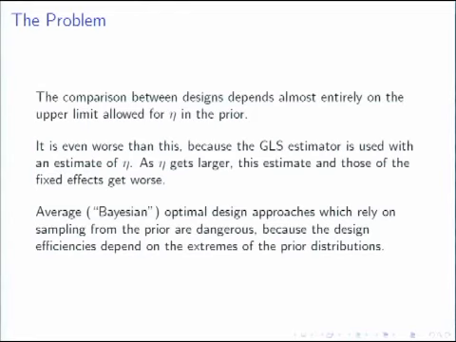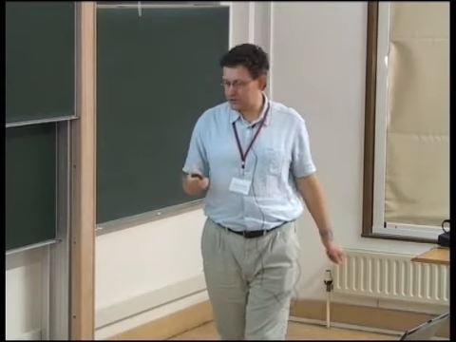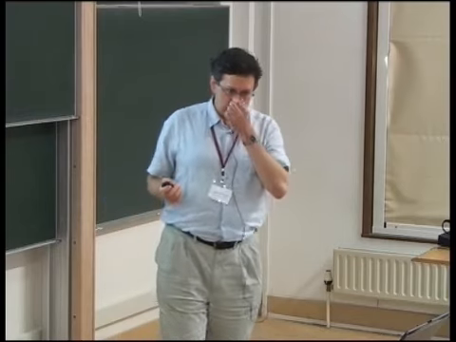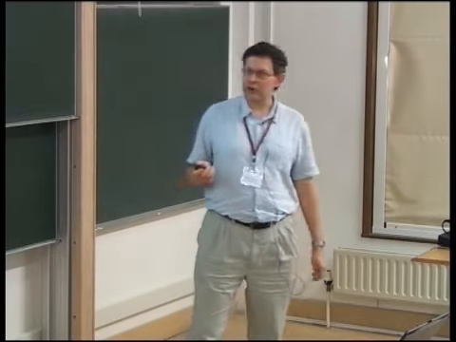If you're using what's sometimes called a Bayesian optimal design approach or average optimal design approach, where you specify a prior distribution for eta, sample from that, and then evaluate the criterion at each point sampled, that's particularly dangerous here, because the design efficiencies are so dependent on the extremes of the prior distribution that if you do it at different times, it almost just depends on what the largest value sampled is. So, sorry, I'm running out of time.